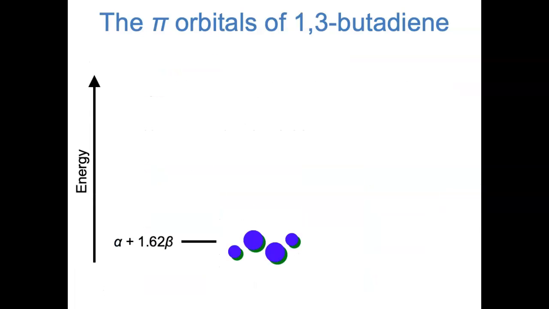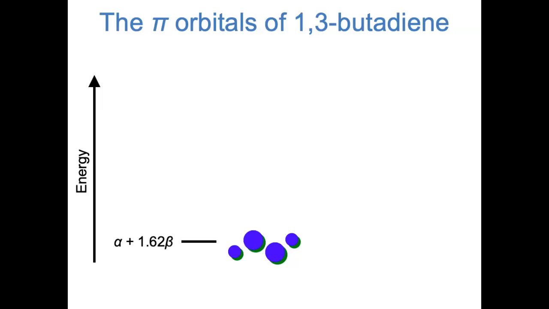So if we translate that into pictures, it looks like this. The energy is alpha plus 1.62 beta. We draw larger lobes in the middle of the molecule because the weights were larger, and we have blue lobes sticking out at us on each atom because the sign was the same across the entire molecule. So this should make sense when you see that the lowest energy pi orbital is the one that's fully bonding, the one where the sign is the same across the entire molecule.